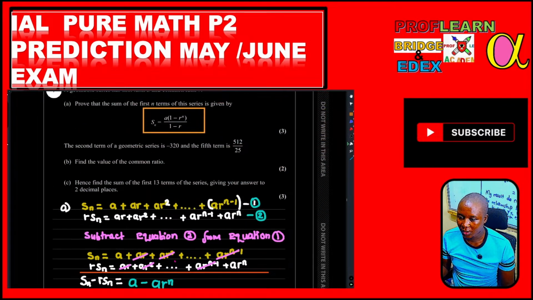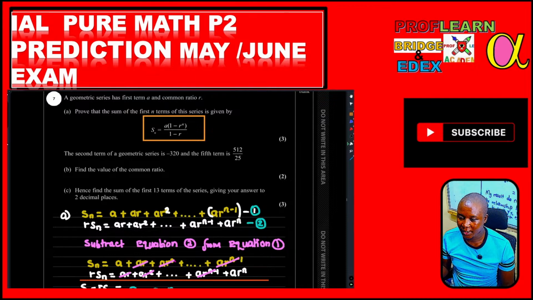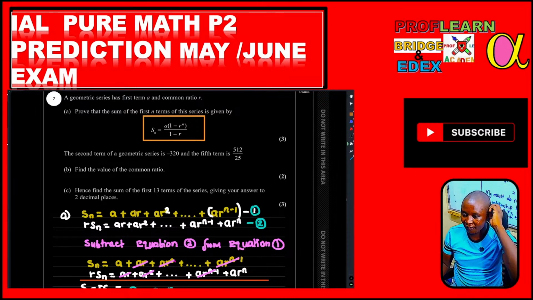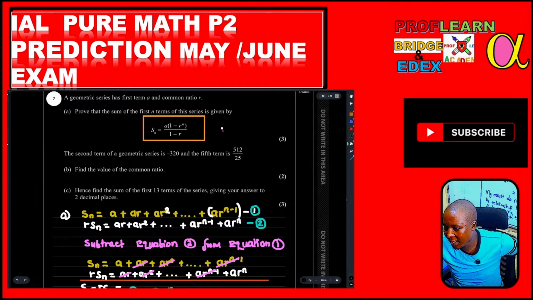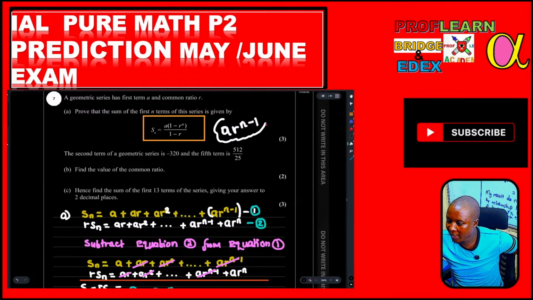The next question: we were told the second term of a geometric series is negative 320 and the 50th term is 512 over 25. We are supposed to find the value of the common ratio. So we understand that the nth term is usually ar^(n-1). This is the nth term when you are using geometric progression.